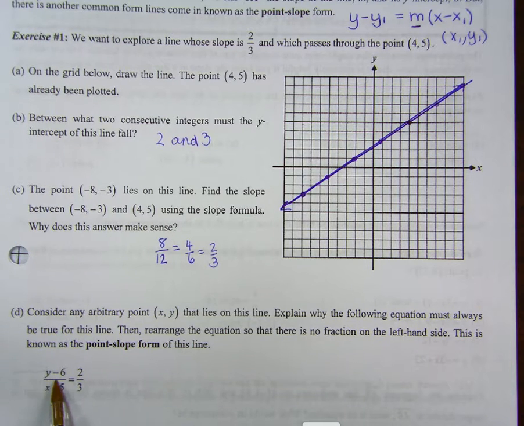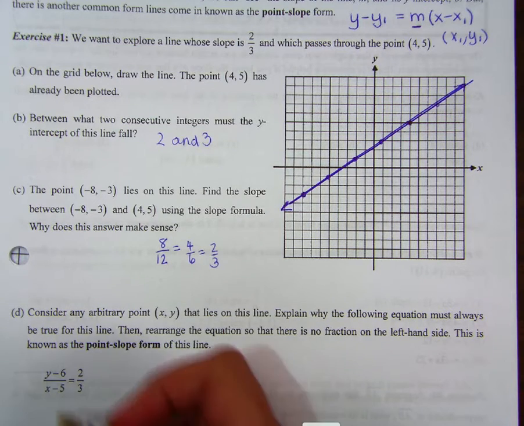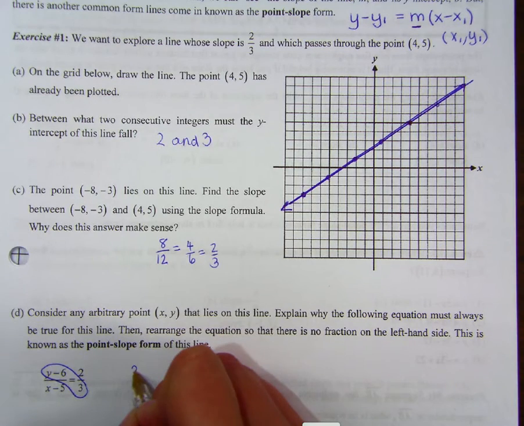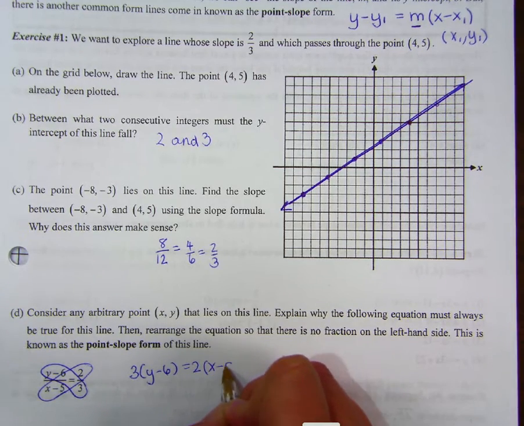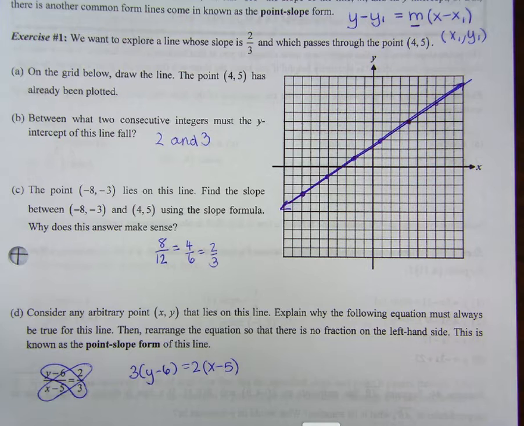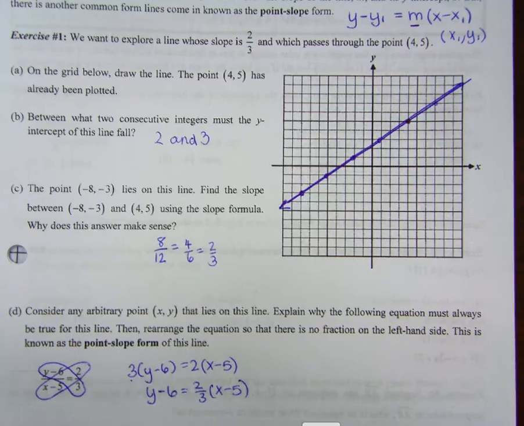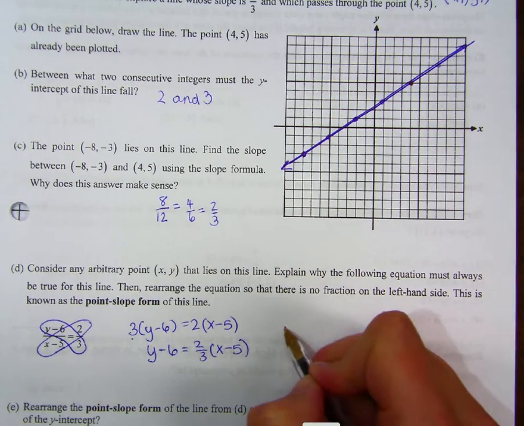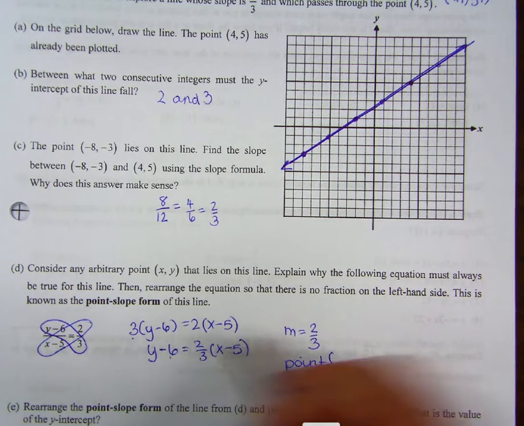If we know that (y minus 6) over (x minus 5) has to equal 2/3, then we're going to cross multiply here. Then I bring the 3 over to the other side, so I divide everything by 3, and I get y minus 6 equals 2/3 times (x minus 5). This would be the equation of the line in point-slope form. In this equation, I know that the slope is 2/3, and I know that the point would be (5, 6).